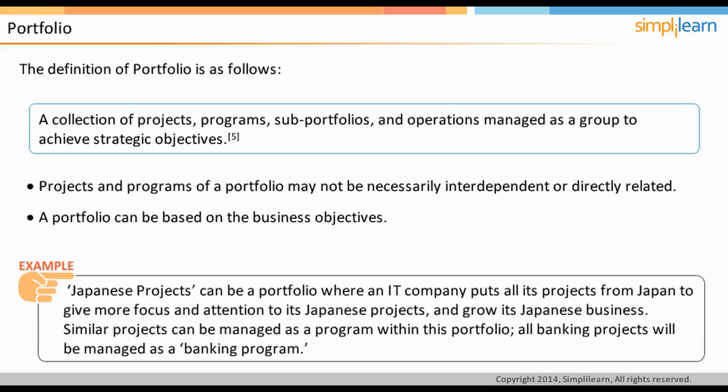For example, an IT service company can have a portfolio named Japanese Projects, which is formed with an aim to take over the Japanese market by giving more attention to these projects. Within this portfolio, similar projects can be managed as a program, and all banking projects from Japan can be managed as a banking program. In the next screen, let us discuss portfolio management.